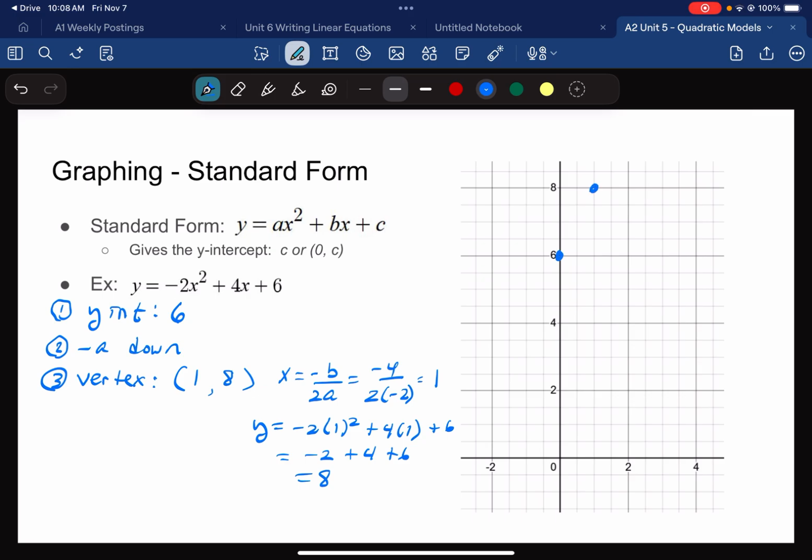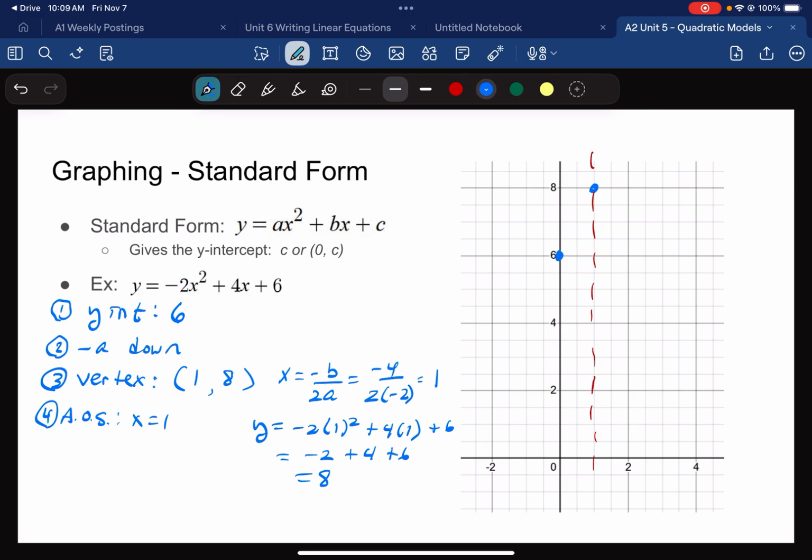And the next thing I'm going to do once I get my vertex is write my axis of symmetry, which is x equals 1, the x-coordinate of the vertex. And I just do a dotted line right down through there. And if you look at the graph now, I've got that y-intercept at 6.